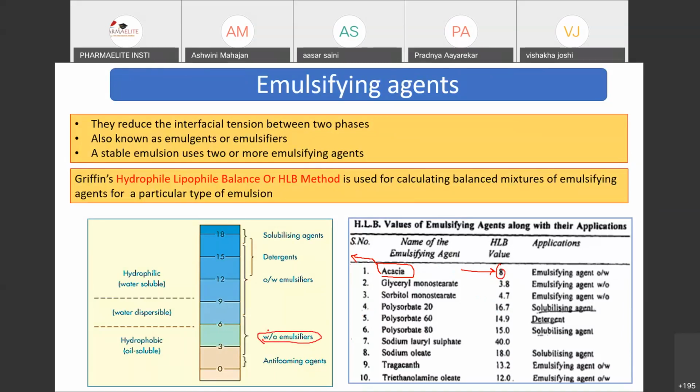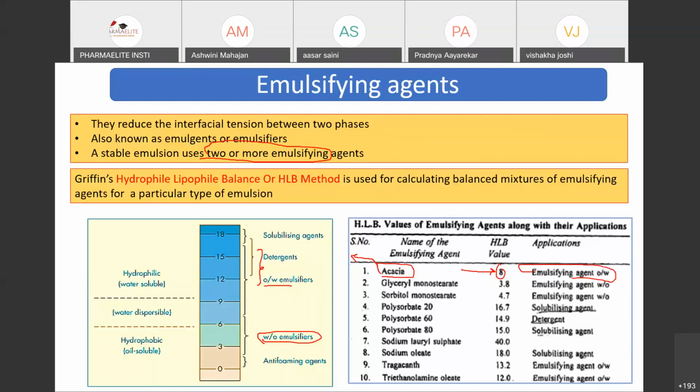At the same time, whenever you are using acacia, or in most cases all your emulsifying agents, they are used in combination. It won't be a single emulsifying agent. Most of the time it will be two or more emulsifying agents. So you combine it with another emulsifying agent which is on the higher side of your Griffin scale, and that's how you can also make an oil in water emulsifier out of it. Okay, this was easy to understand, this was easy to predict.